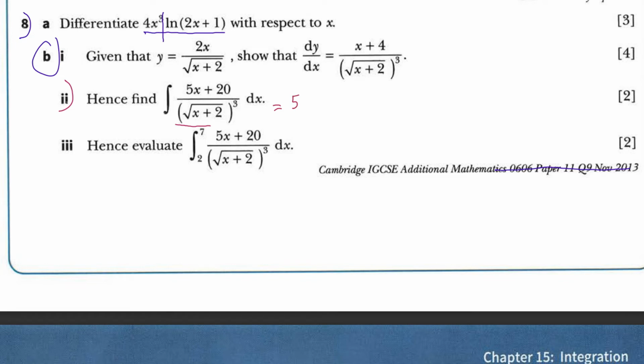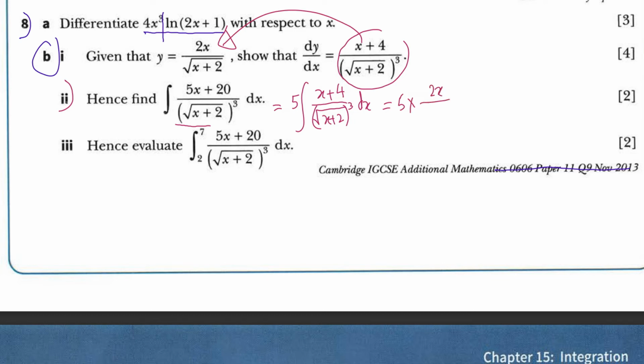If I take 5 common from the top part, then you can write the expression like x plus 4 divided by x plus 2 to the power 3, actually x plus 2 to the power 3 by 2 is the power, it is the same thing, dx is here. So if we integrate that part by keeping 5 outside, we can go directly to that stage. Let you write 5 into y is x divided by root x plus 2 plus c, and this is our answer. Final answer would be 10x divided by root x plus 2 plus c. This is our final answer of this question number 2.